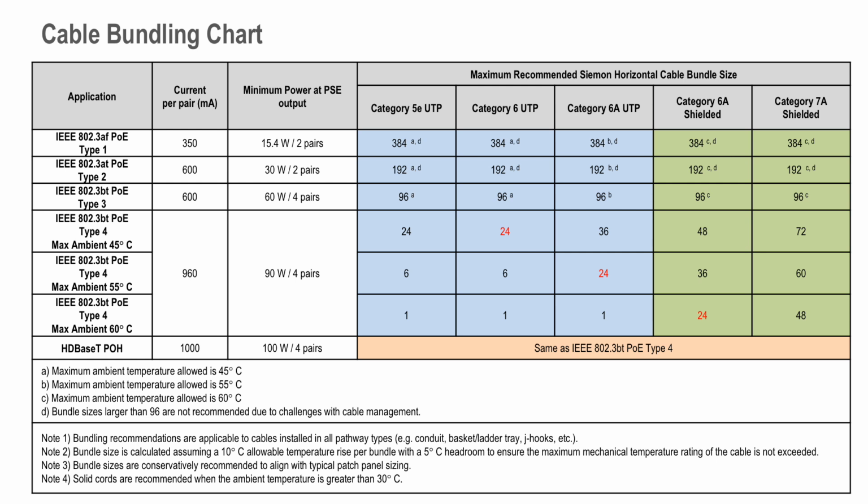If you need to address that, with a larger bundle size, you need to look at larger diameter cables or larger gauge cables such as category 6A, and also consider shielded cables. If you look at the category 6A shielded and category 7A shielded, they can still support those cable bundles of at least 24 cables all the way up to a maximum ambient environment of 60 degrees C. So something to consider, but as a rule, if your environments don't exceed 45 degrees C, that 24 cable bundle size will serve you well.